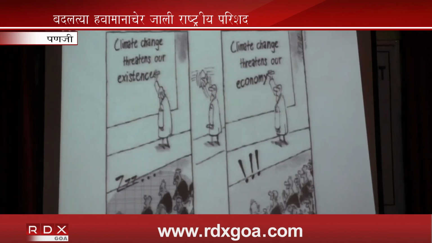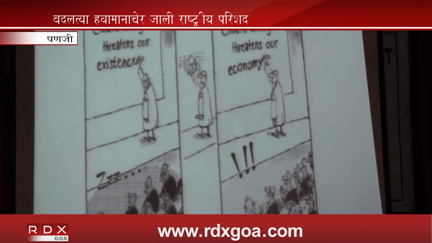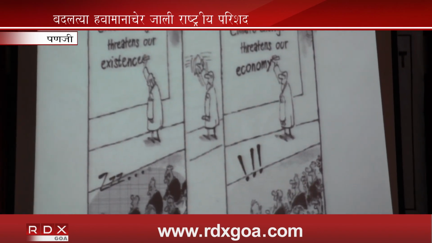It's a challenge for dosing off. But when they said that climate change threatens economy, the room was full, everybody was up there.